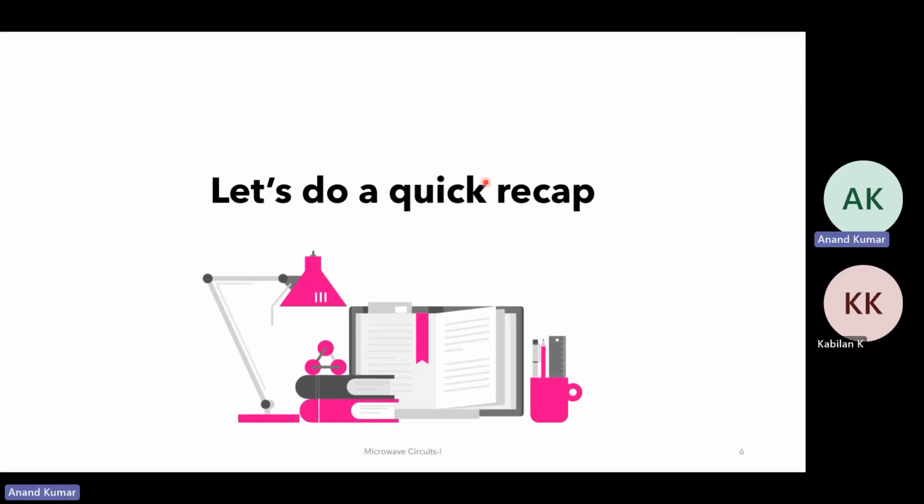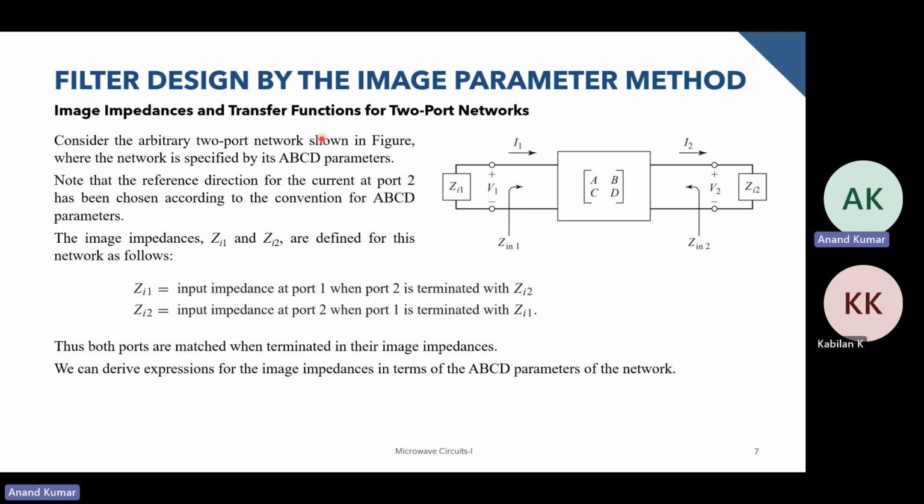We'll start with a quick recap of the image parameter method because we'll continue with that. In the last class we found the image impedances and the propagation constant, and now we'll look at how to design filters from them. This was the initial circuit, and Zi1 and Zi2 were the image impedances at port 1 and port 2. The idea was that we terminate this two-port network with image impedances and then find the propagation constant inside this two-port network.